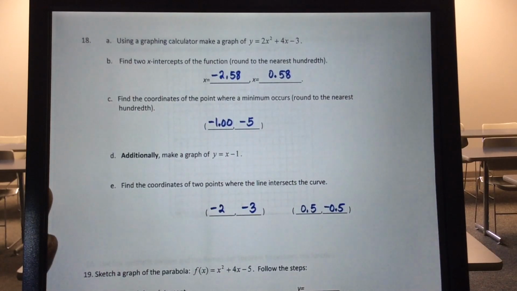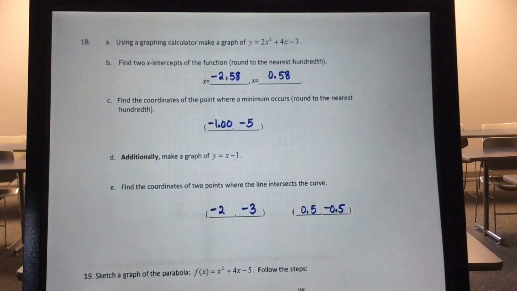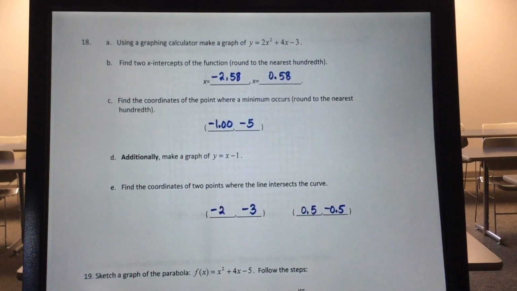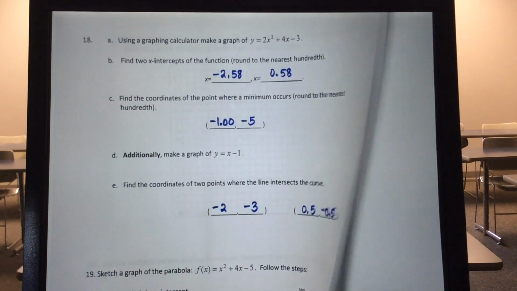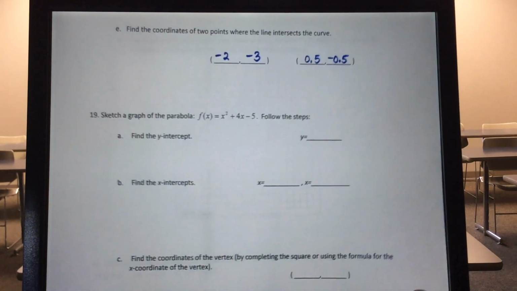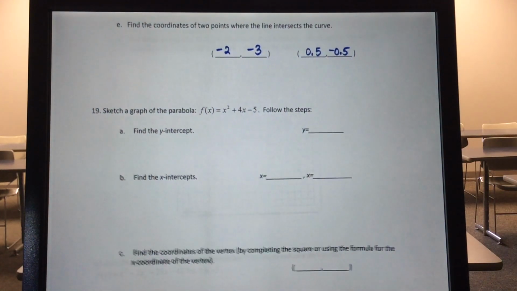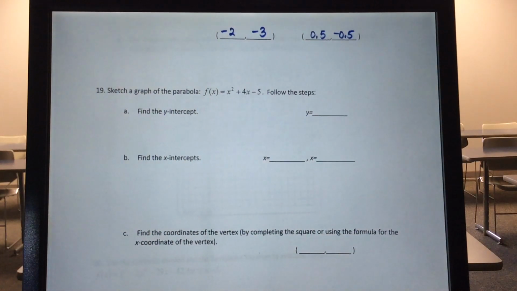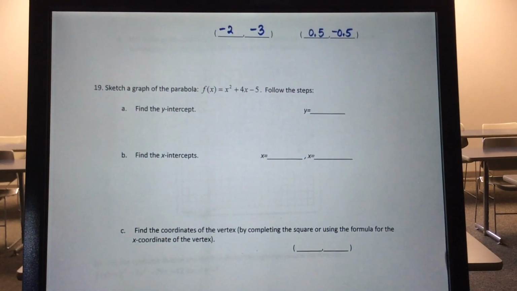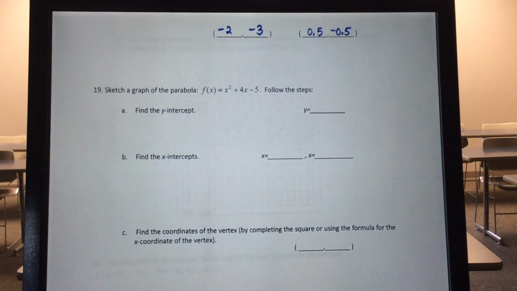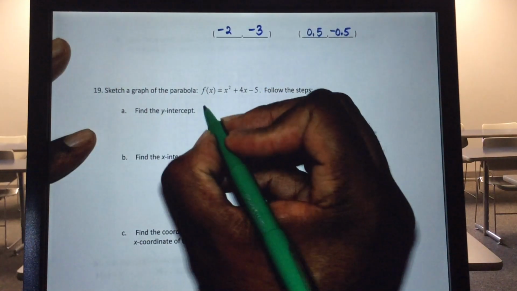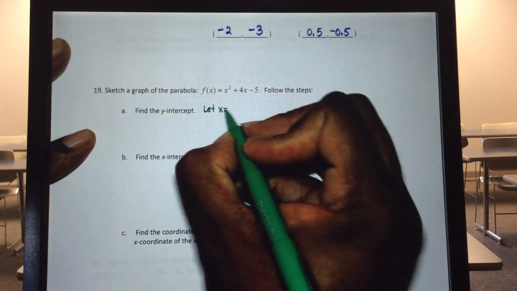All right, problem number 19 is sketching the graph of the parabola f of x is equal to x squared plus 4x minus 5. And you're going to follow these steps. Part A, you're going to find the y-intercept. When you find the y-intercept, you always let x equal 0. So I just say here, let x equal 0.